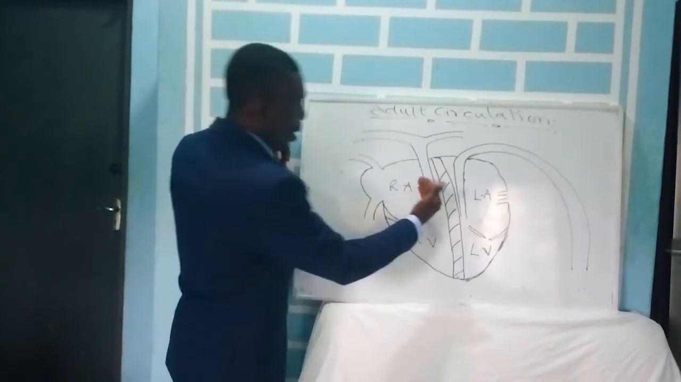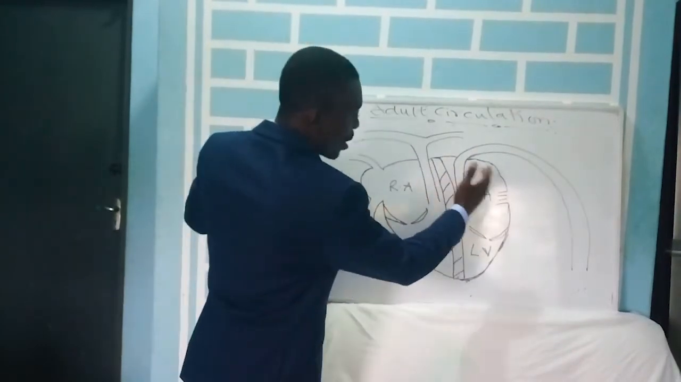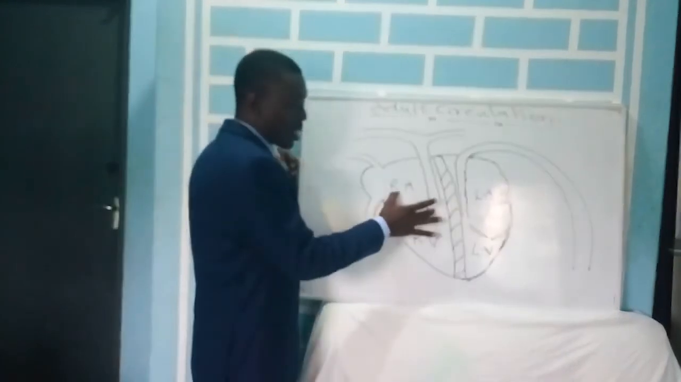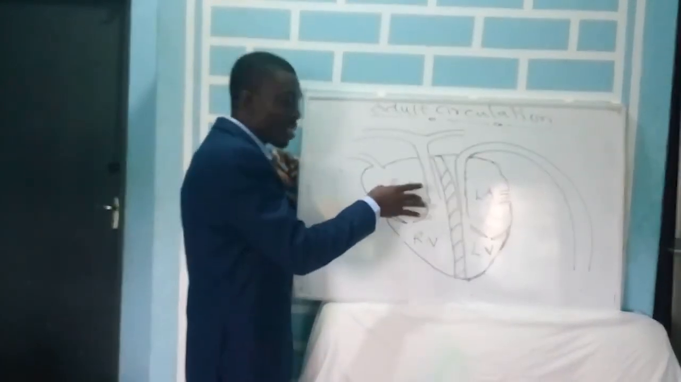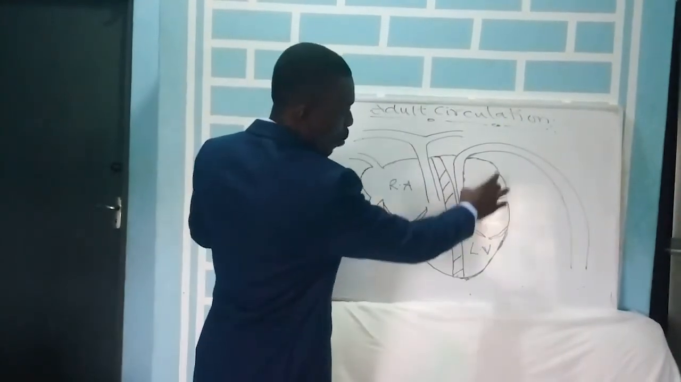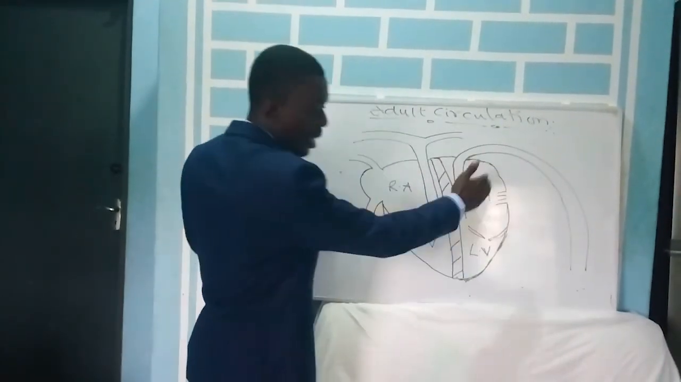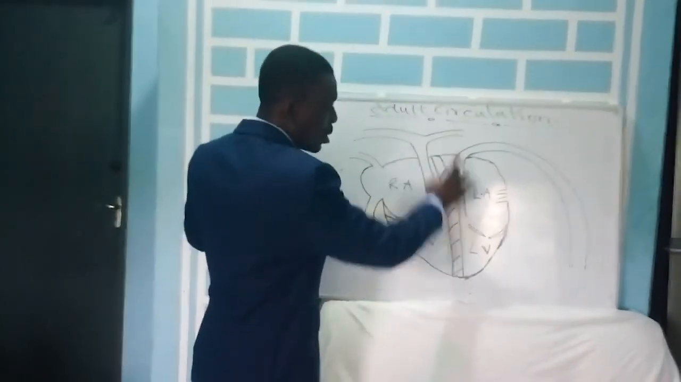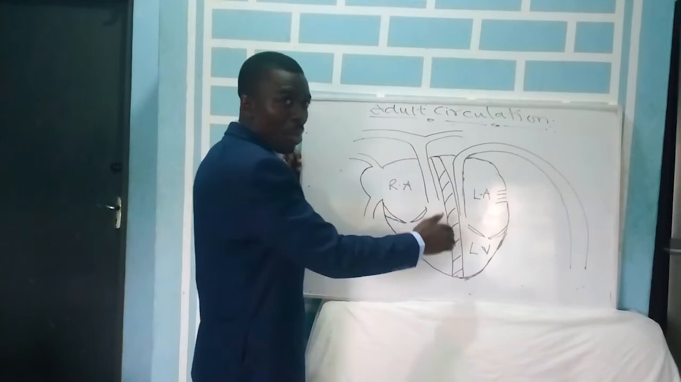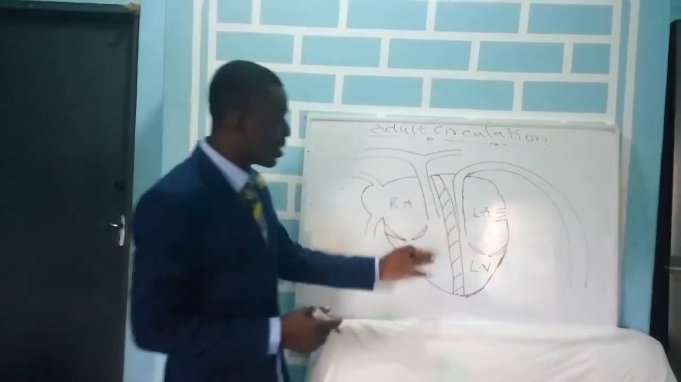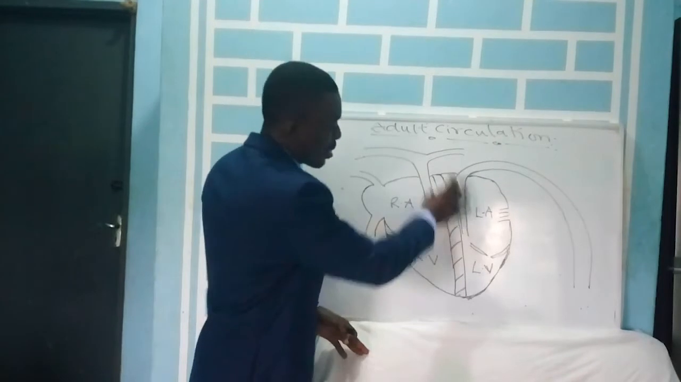Now, the right side should be separated from the left side, so that the deoxygenated blood, or the bad side of the blood, or the blood which is not pure, does not mix up with the one which is pure or oxygenated at the left side. So because of that, there is a partition here which is known as the septum.